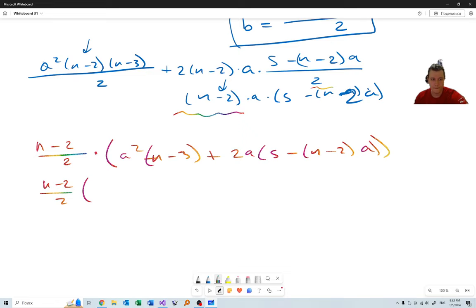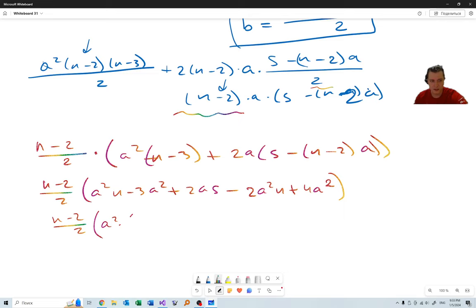Let's continue. A squared n minus 3a squared plus 2as minus 2a squared n plus 4a squared, times n minus 2 over 2, times a squared times, so this is 1 and this is minus a squared minus n. Okay, and plus 2as. So we should maximize it.